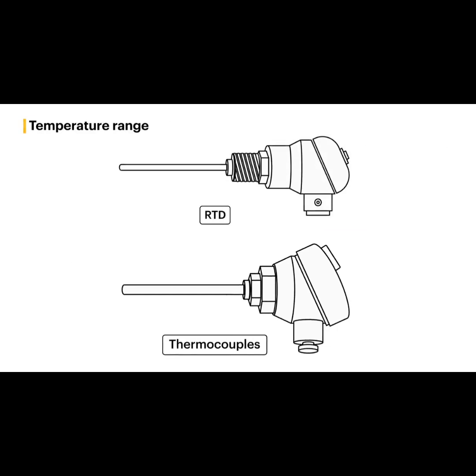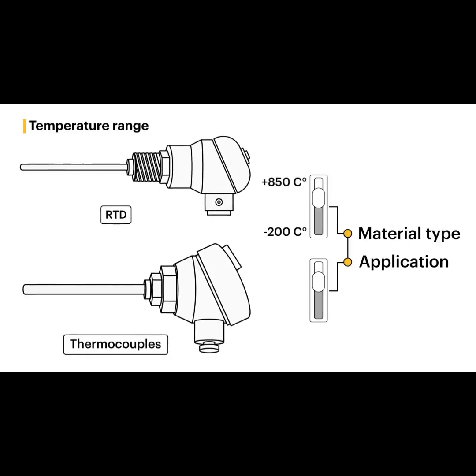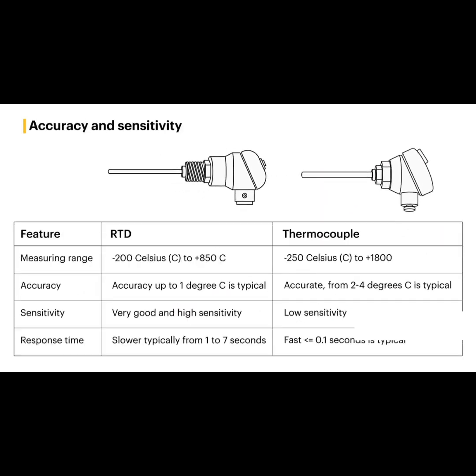The RTD and thermocouple sensors have a measuring range depending on the material type used and the application. An RTD can be used in temperatures ranging from -200 degrees Celsius to +850 degrees Celsius. In comparison, the thermocouple can measure from -250 degrees Celsius to +1800 degrees Celsius. When we compare some of the most common features of RTD and thermocouple temperature sensors, we find, as shown by the chart, some of the pros and cons.